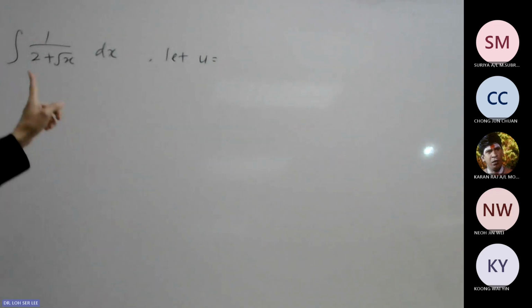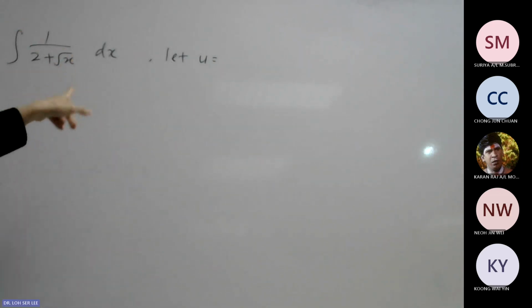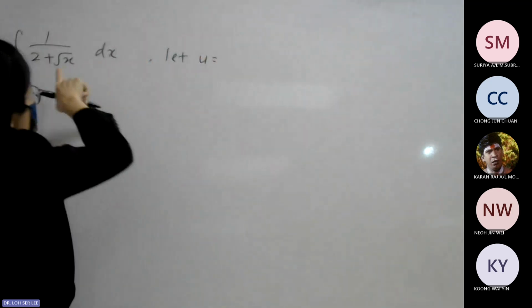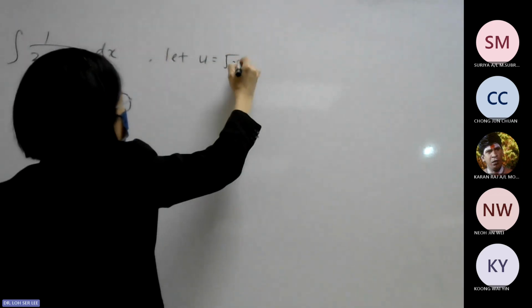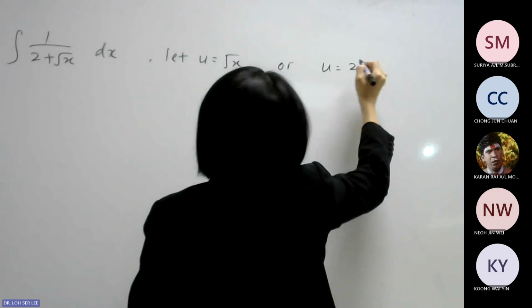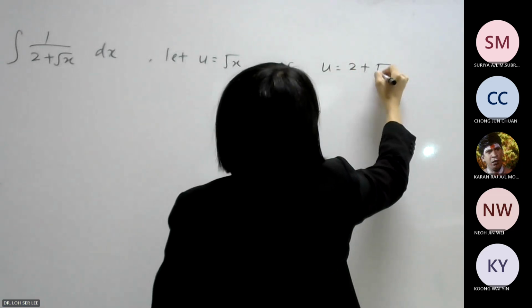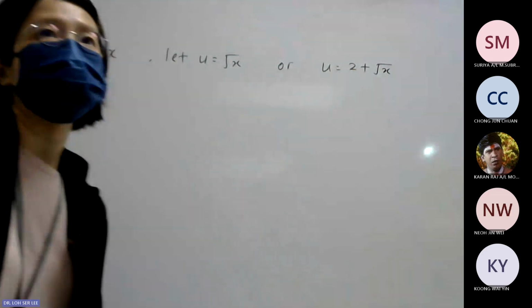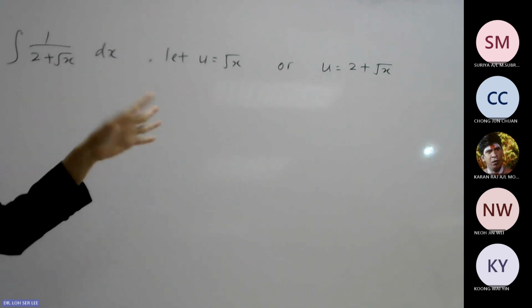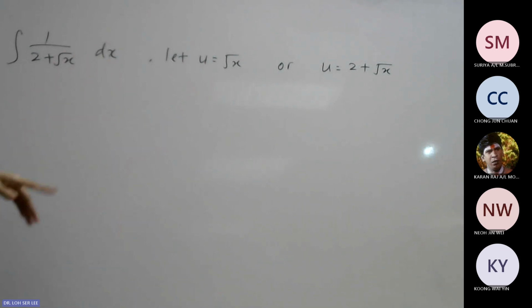For this question, we have two choices. When you take the function to be your u, you have two choices. Either you let the u be this term x, or you can let your u be the whole function of the denominator. I will show you both of these, and let's see what's the difference between these two.